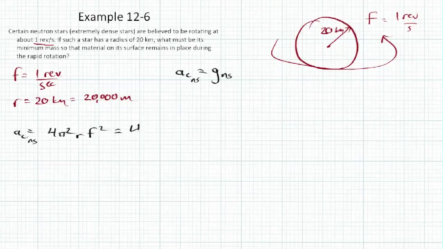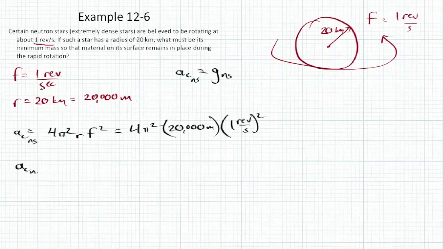Equals 4 pi squared times 20,000 meters, or you could put 2 times 10 to the 4th meters, times our frequency, 1 revolution per second, squared. And you know what, in my calculation I forgot the square, but it didn't matter because it was 1 anyway. So if you square 1, it's simply 1. Got the right answer anyway.